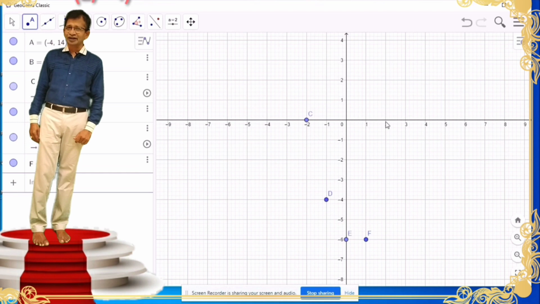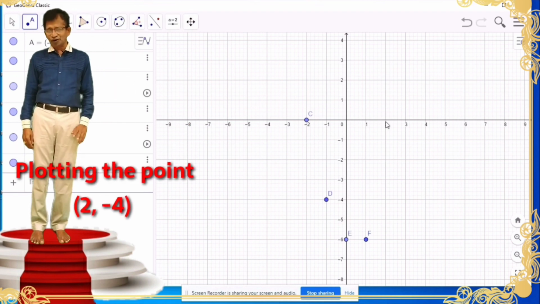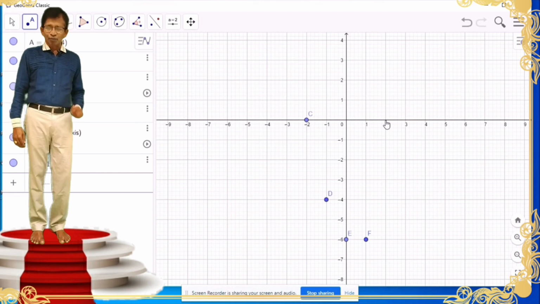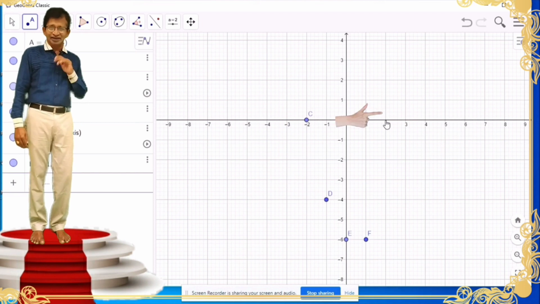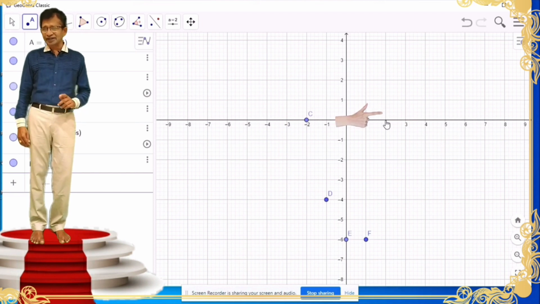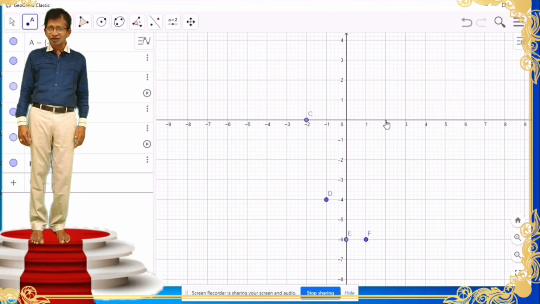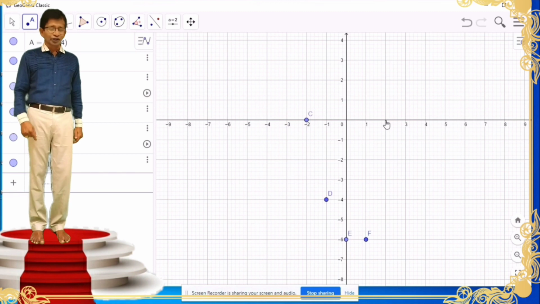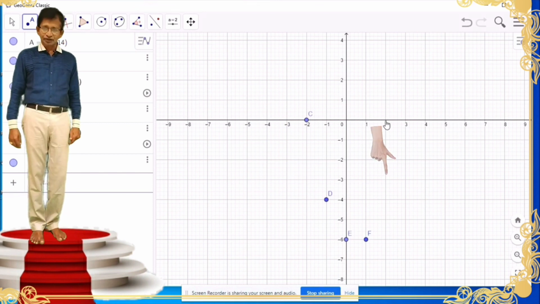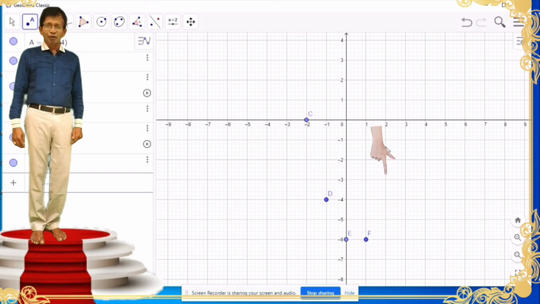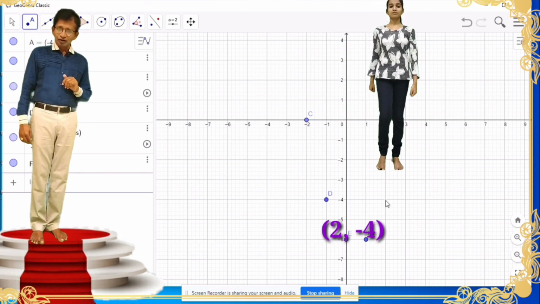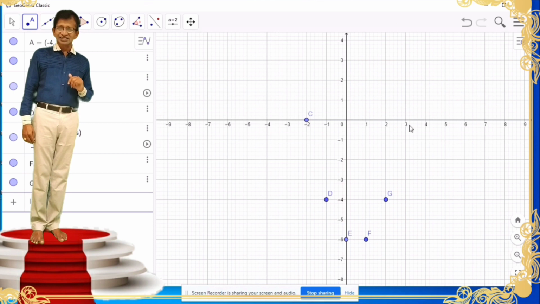Now plotting the point 2, minus 4. Start from the origin and move 2 units to the right and turn 90 degrees to the right and again move 4 units downwards vertically. The point at this position is 2, minus 4. Mark it as G.